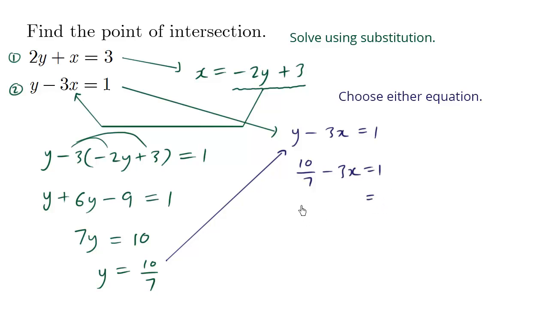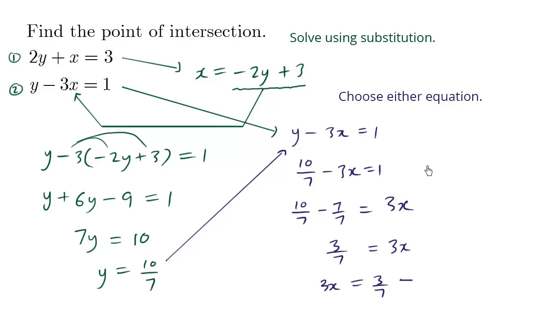We can move the 1 this way, which becomes a negative 1. And we can move the negative 3x to the right, which becomes a positive 3x. Let me just move this equal sign a bit lower. We could change the 1 to a 7 over 7. And so 3x is equal to 10 minus 7 is 3 over 7. And so we're going to divide both sides by 3.